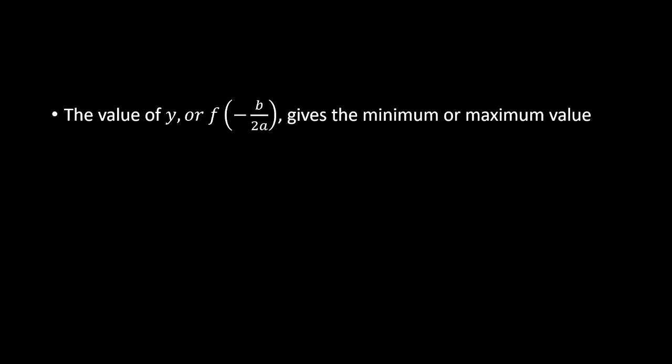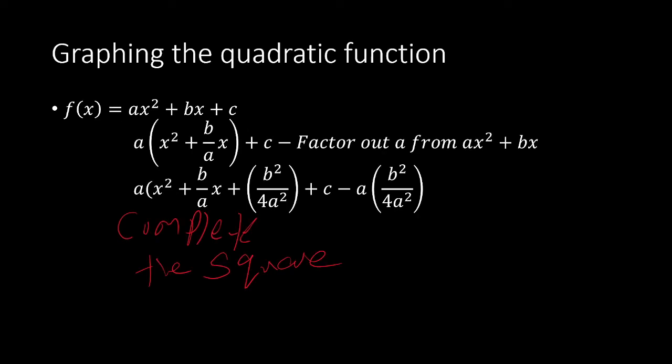The value of y, or f of negative b over 2a, gives the minimum or maximum value. So if you know your a and b, you could actually calculate the minimum or maximum. So let's look at graphing the function. Sometimes you have to work out these terms using completing the square.